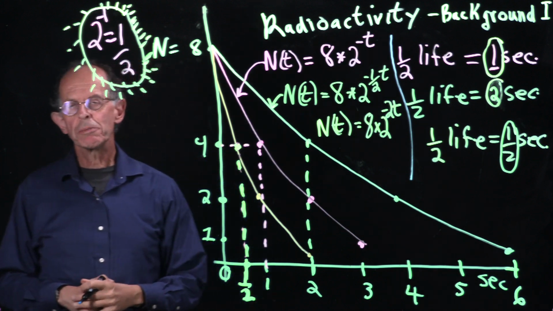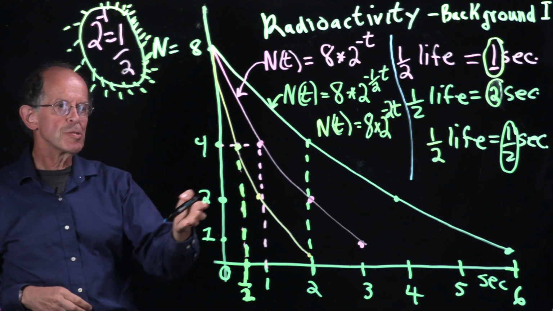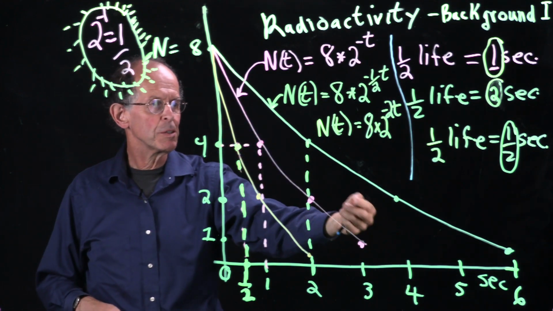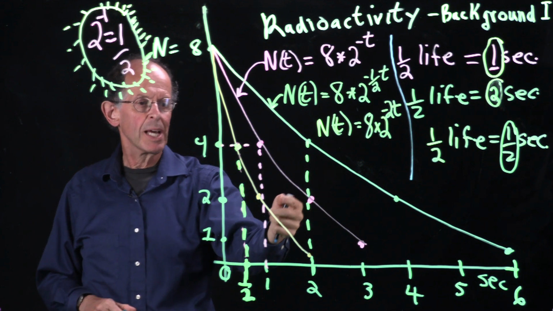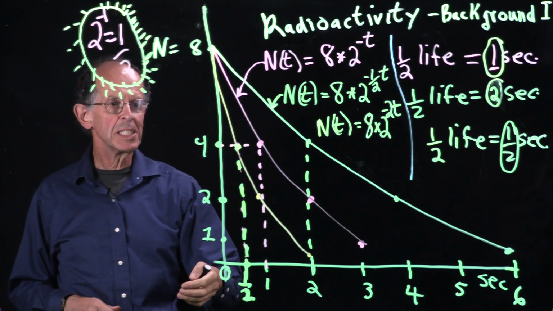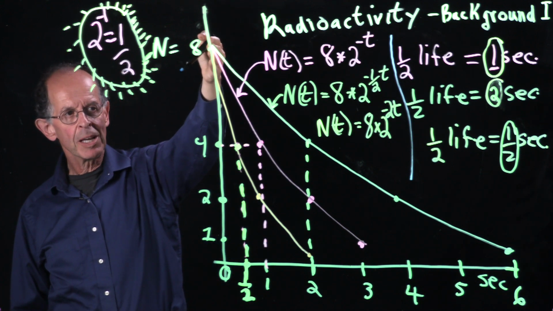We're going to start with our background for radioactivity. What you see here is a bit busy: 3 different materials, green, pink, and yellowy orange. They have different rates of decay. We all start with 8 particles and then the number decays.